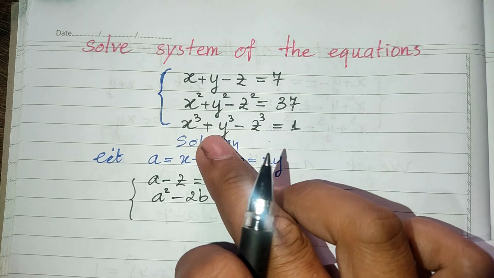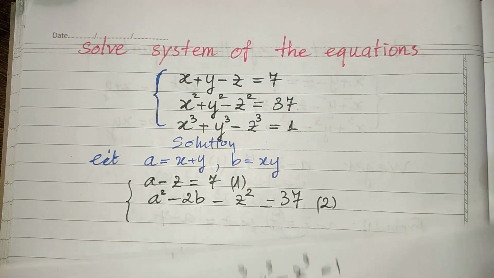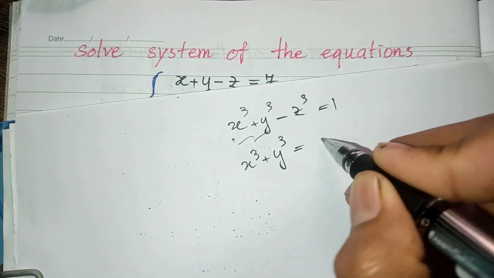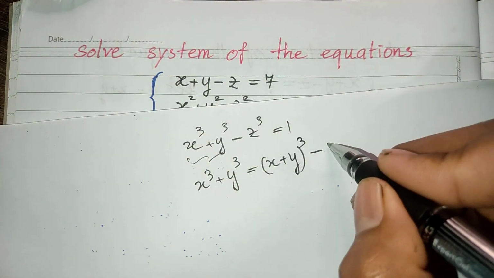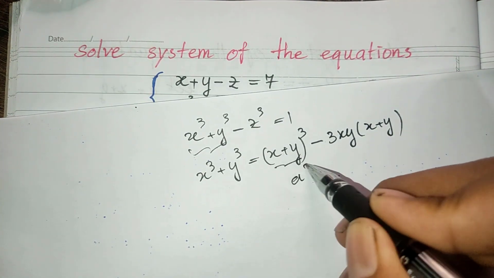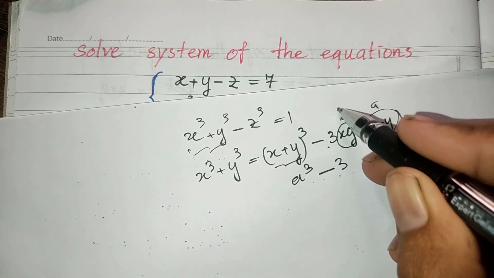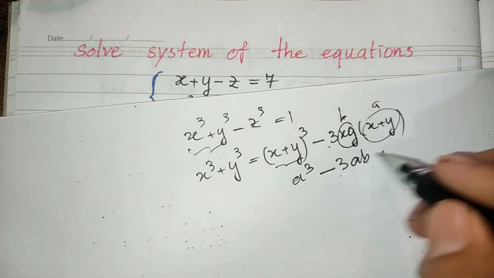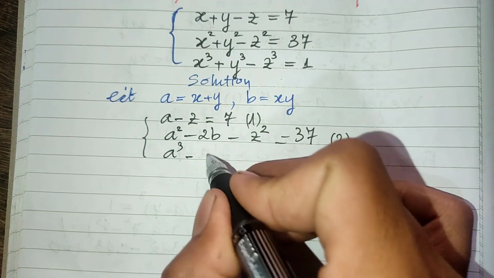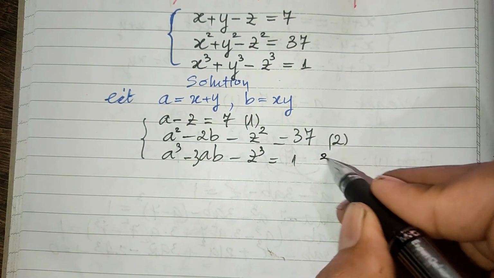Now for the equation x to the power 3 plus y to the power 3 minus z to the power 3 equals 1, we use the formula x cubed plus y cubed equals x plus y all cubed minus 3xy times x plus y. Replacing by a and b, we get a cubed minus 3ab minus z cubed equals 1. Let this be the third equation.